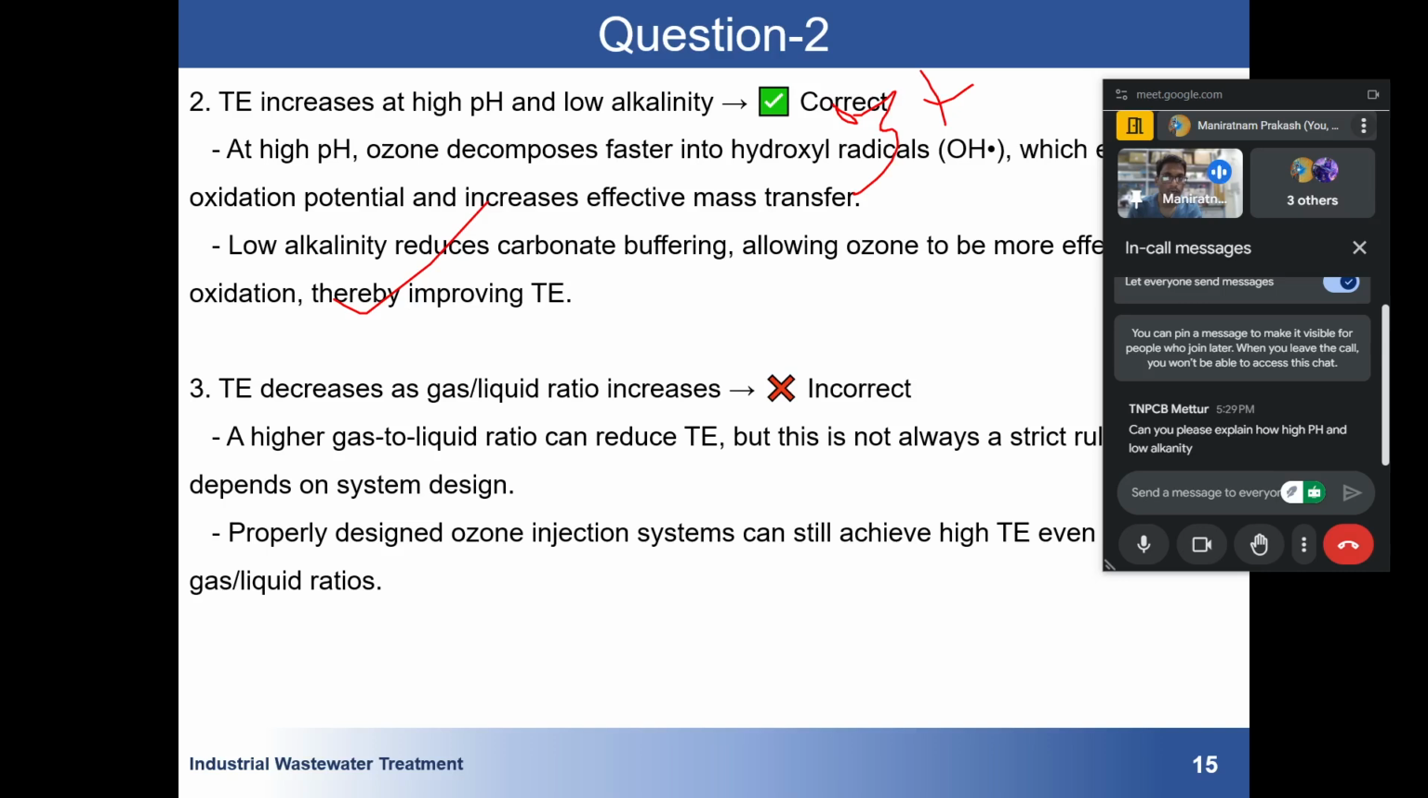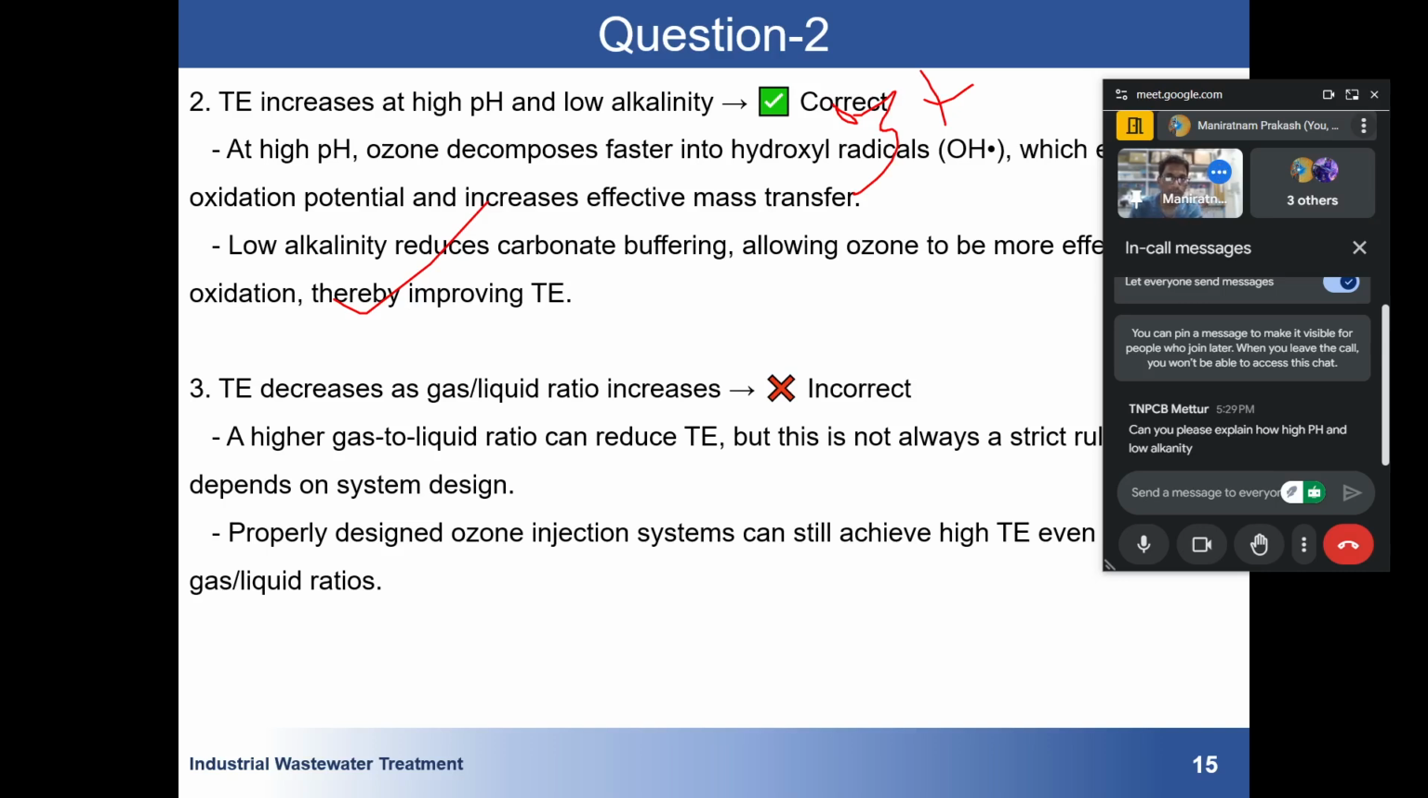See, in the discussion also I have not considered both things. High pH is a separate condition, like we are increasing the OH minus concentration, that's all. At that time I'm not talking about alkalinity. And when I'm talking about alkalinity, then I'm not talking about the pH. Alkalinity means only carbonate? No, when we are considering alkalinity, then we have to consider all three things: carbonate, bicarbonate, and OH minus. So somehow we are decreasing the alkalinity.